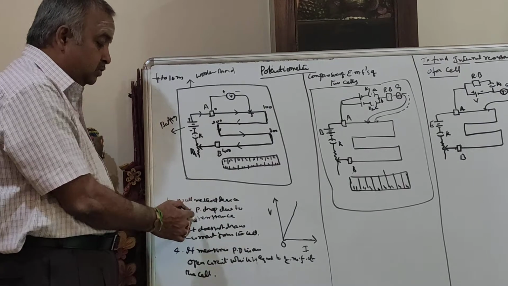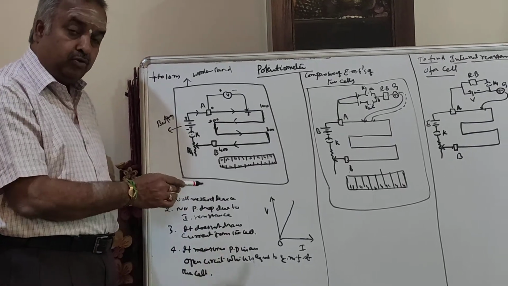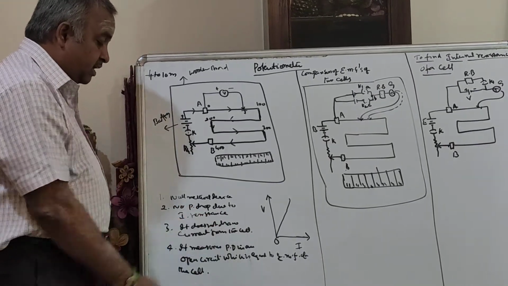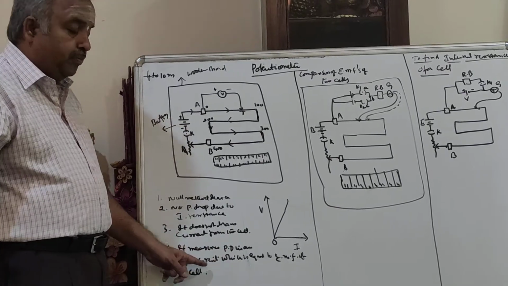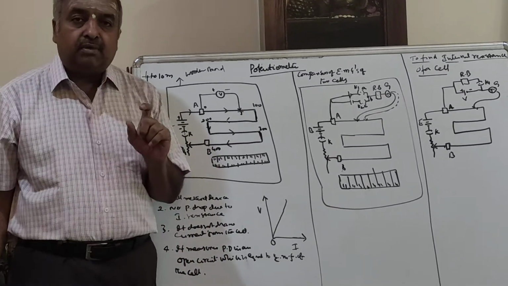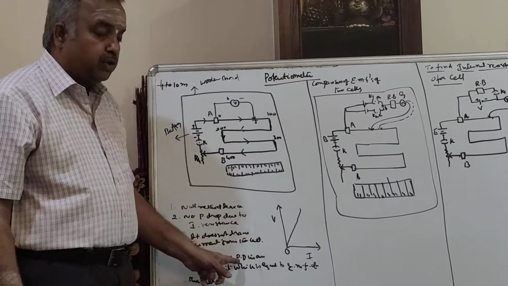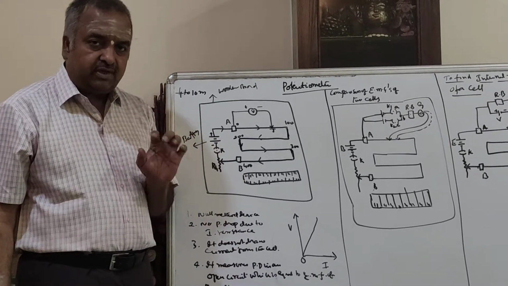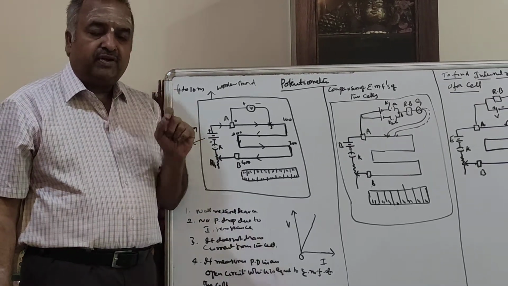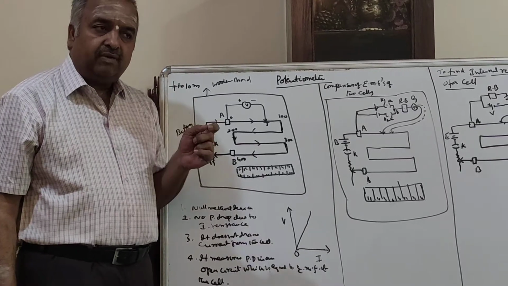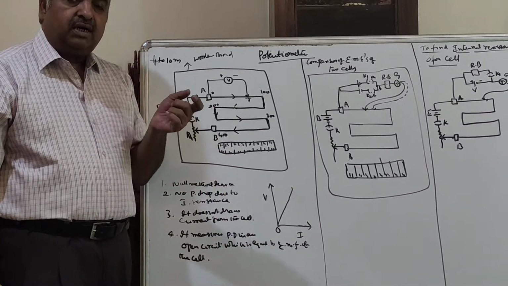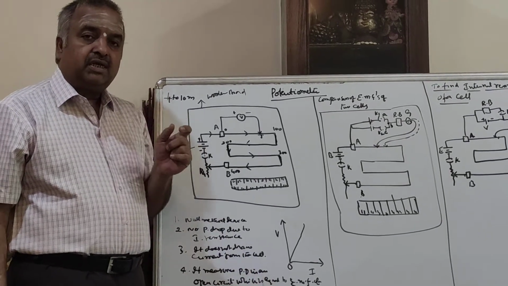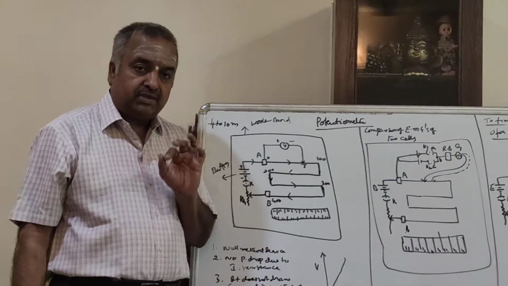There is no potential drop due to internal resistance. For this device, there is no potential drop due to internal resistance, and it does not draw any current from the cell, and it measures potential difference in an open circuit. As you know, the difference between EMF and potential difference: What is the difference between potential difference as well as EMF? The difference in potential between the terminals of a cell when the circuit is open, that is EMF. The difference in potential between the terminals of a cell when the circuit is closed, that is PD, potential difference.